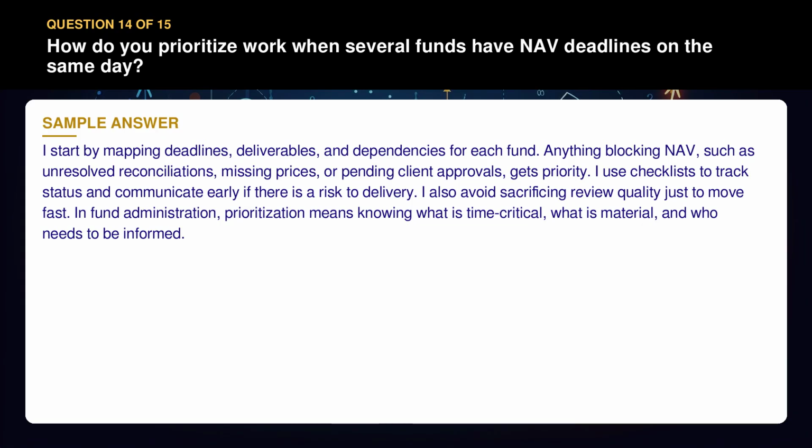I start by mapping deadlines, deliverables, and dependencies for each fund. Anything blocking NAV, such as unresolved reconciliations, missing prices, or pending client approvals, gets priority. I use checklists to track status and communicate early if there is a risk to delivery. I also avoid sacrificing review quality just to move fast. In fund administration, prioritization means knowing what is time-critical, what is material, and who needs to be informed.